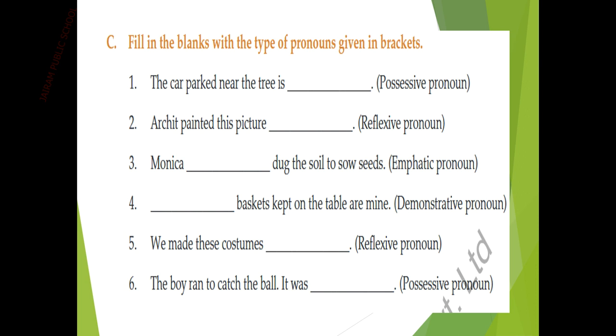5. We made these costumes dash. You should use the suitable reflexive pronoun, for example, myself, ourself, herself. Which one should you use here? Instead of we, we should use ourselves. We made these costumes ourselves. 6. The cat ran to catch dash prey. We should use the possessive pronoun, which is its, because the cat is the name of an animal.